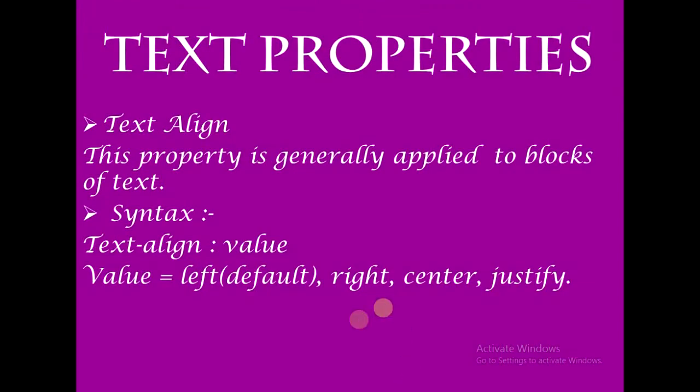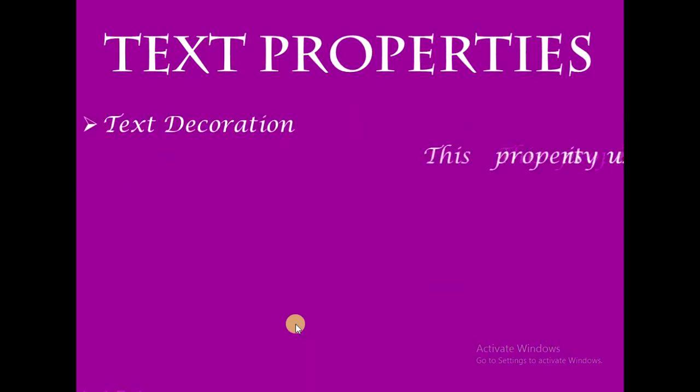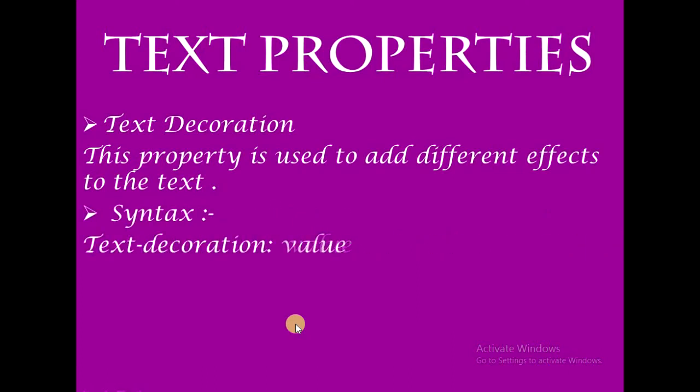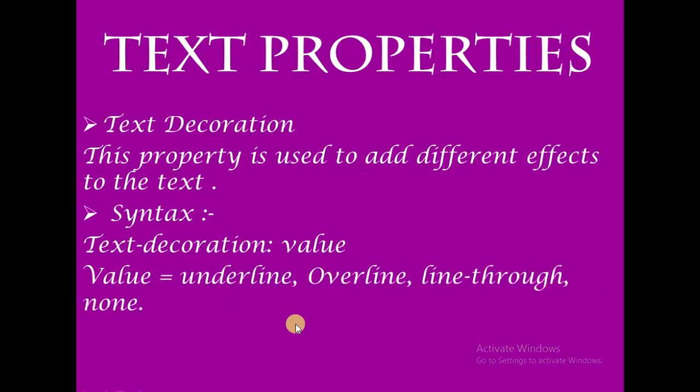Let's see the next property of text. The next property of text is text-decoration. This property is used to add different effects to the text. Syntax: text-decoration: value. Value is underline, overline, line-through, and none. None is the default. Let's see with an example.